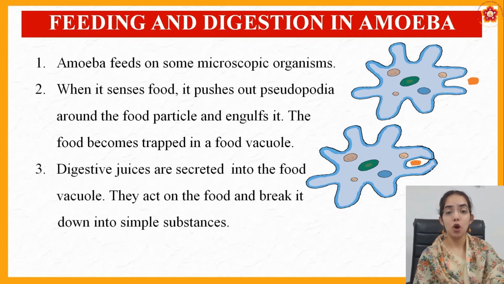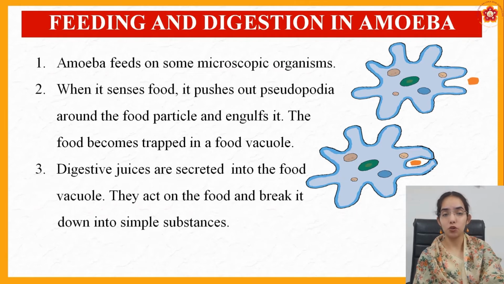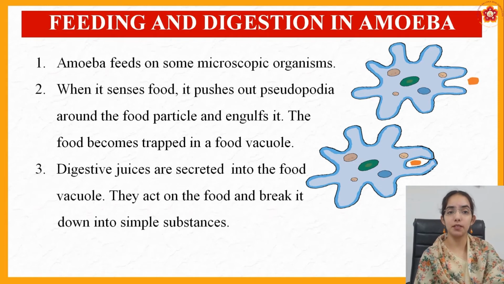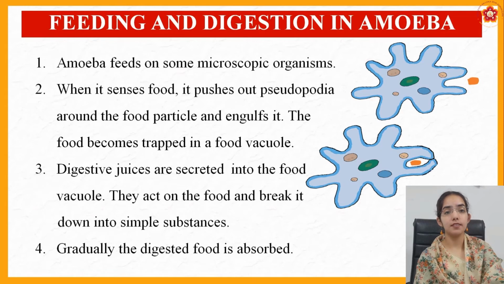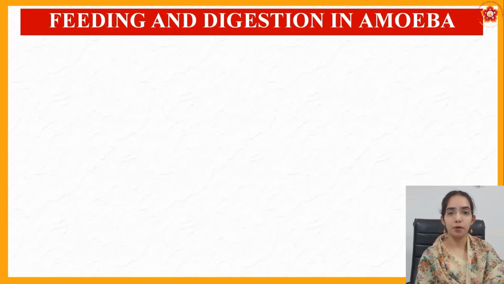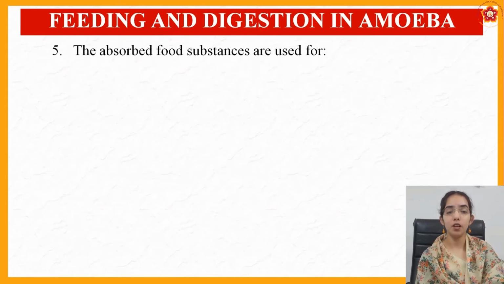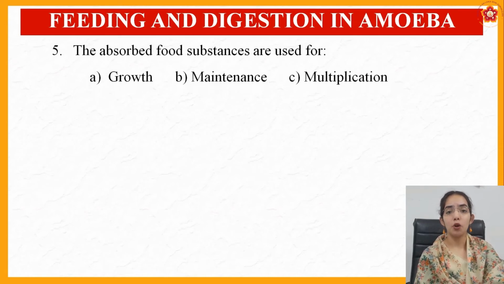Digestive juices are secreted into this vacuole and they act on this food particle so that it can be broken down into simple substances. Gradually, the food gets digested and it will be absorbed. Then the absorbed food will be used for growth, maintenance, multiplication.